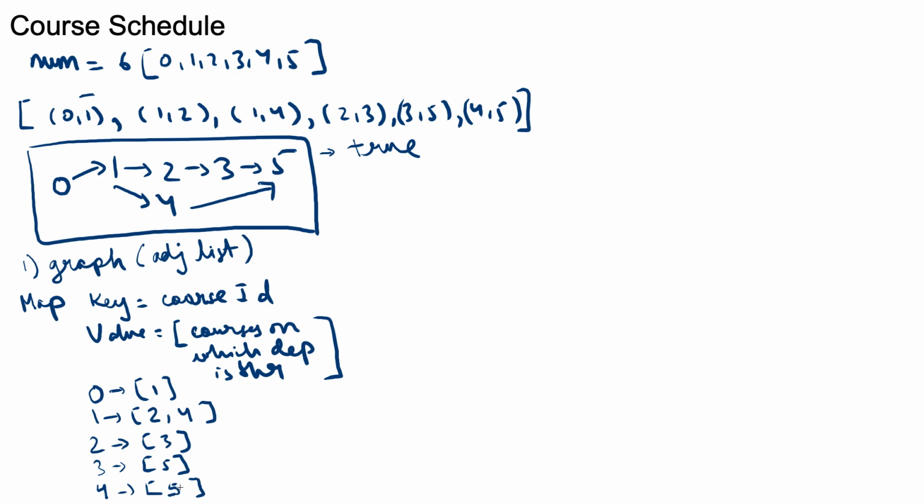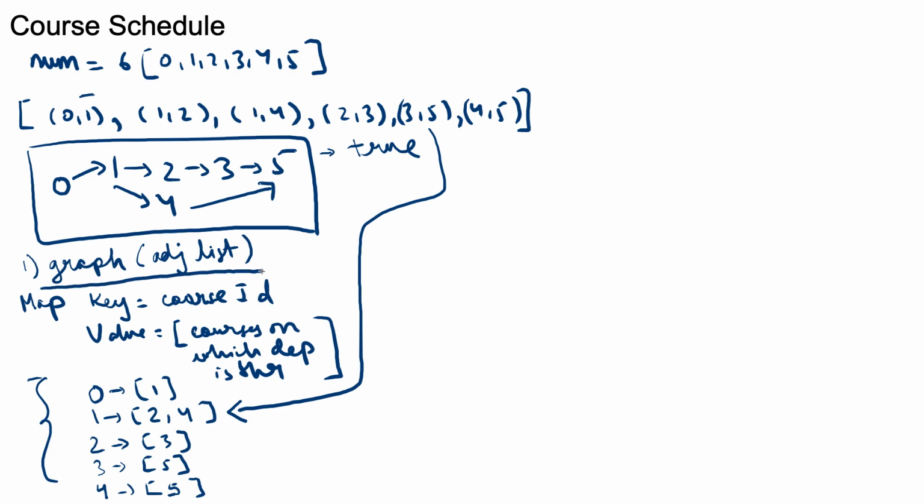So this is the representation of your prerequisites in the form of a graph. And this is the first part of the problem: you convert your prerequisites array into a graph form, which can then be used to see if there are any cycles or not. So we are now done with the creation of the graph.